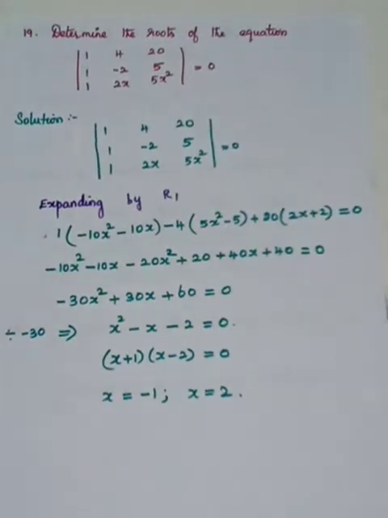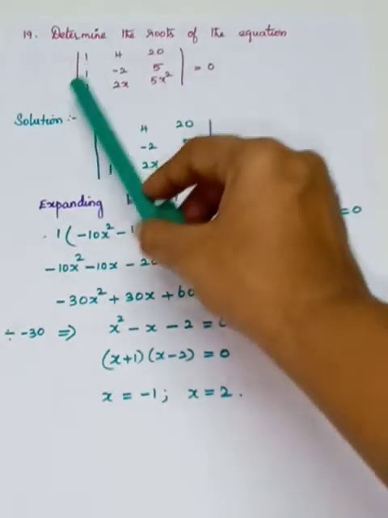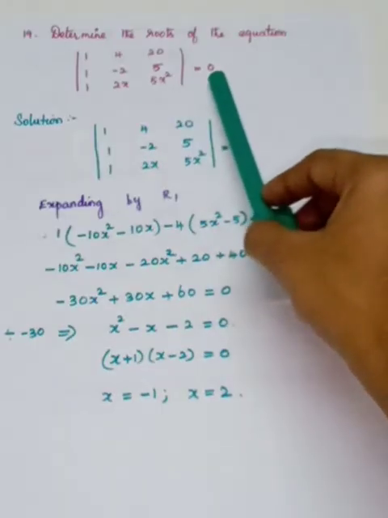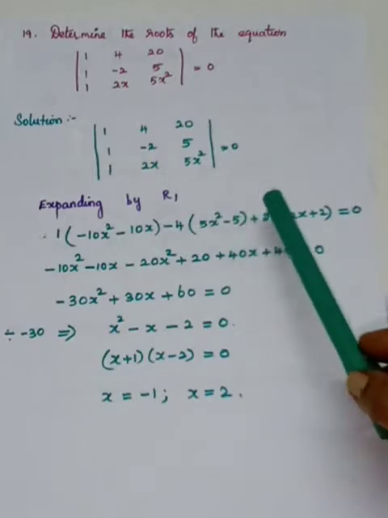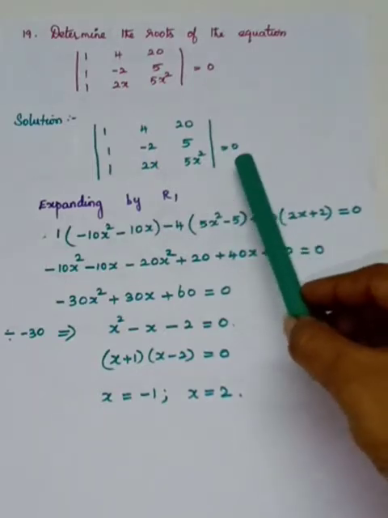Determine the roots of the equation. So the determinant value is given as 0. You see that the entries are written within the vertical line. So here you have written the value is equal to 0. You take this determinant which is equal to 0. This is the given result.